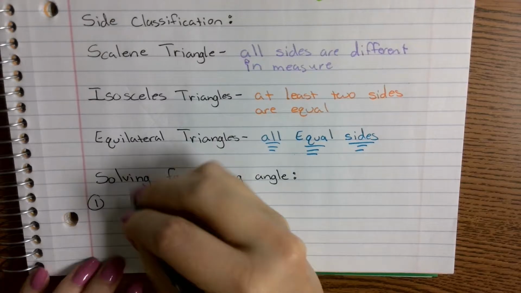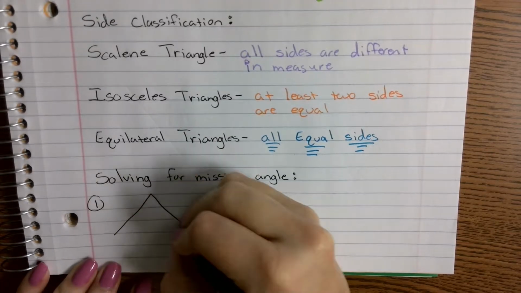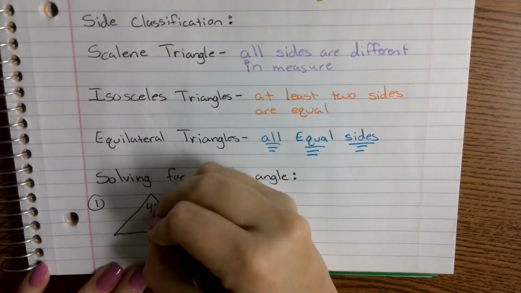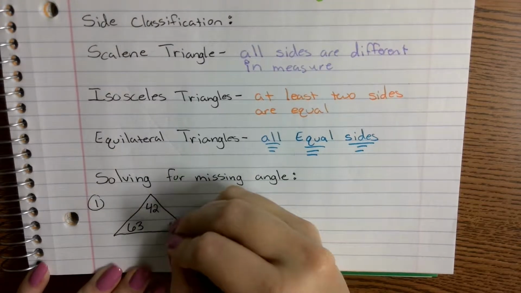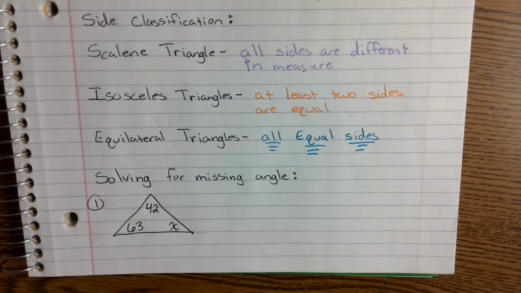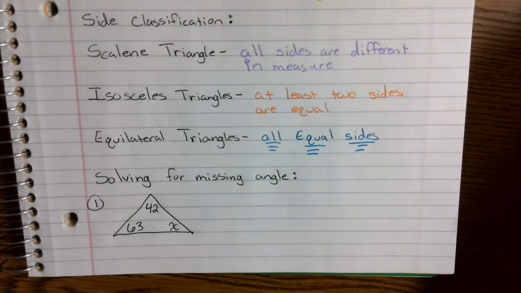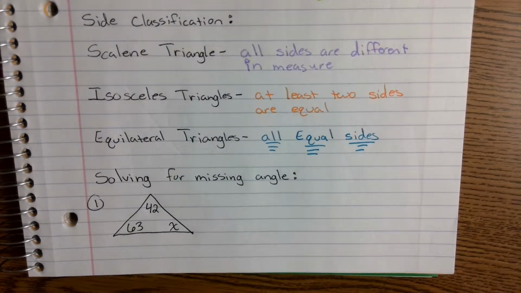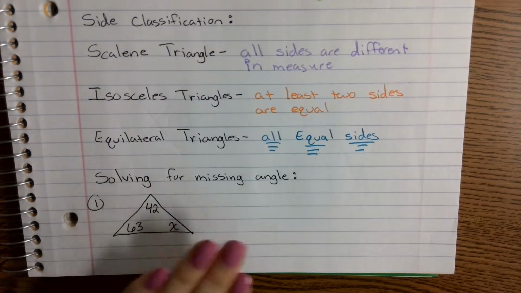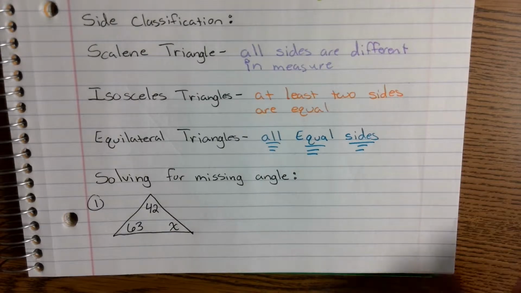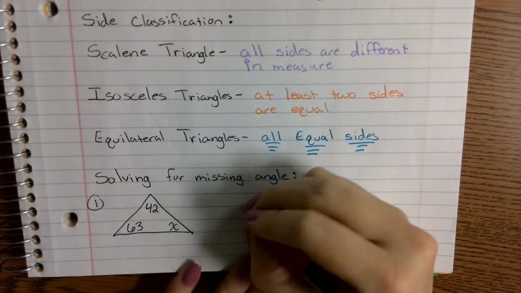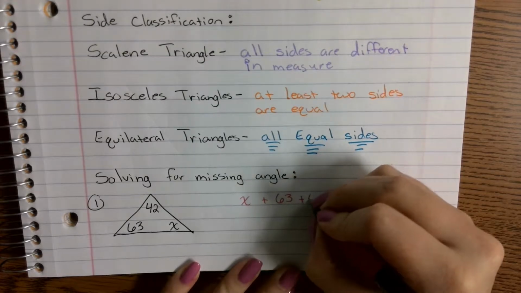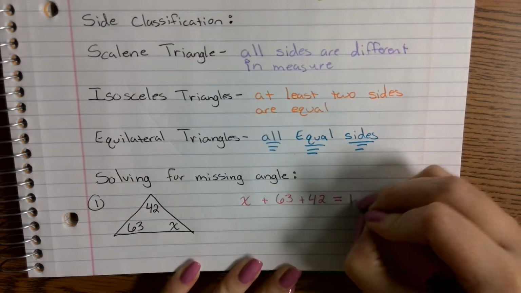So if we have the following triangle, we'll start off real simple. Let's say that this is 42, this is 63, and this is x. The setup is very, very easy. Again, you're just taking the sum of all three angles, combining them together, and setting it equal to 180. So I would say x plus 63 plus 42 is equal to 180.